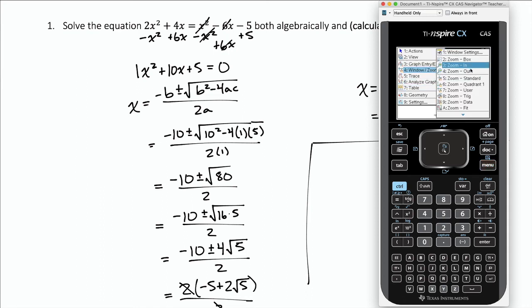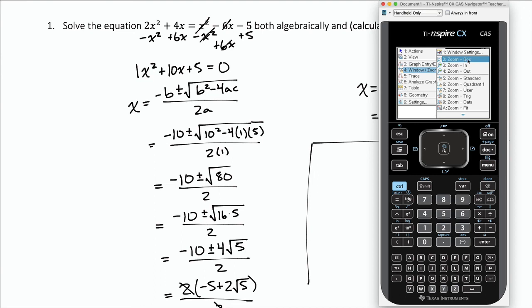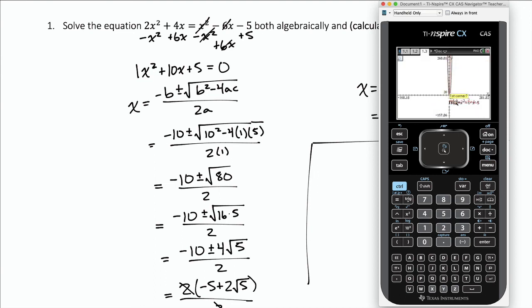Window, Zoom, Zoom Out. I want to zoom out till I see them cross again. And it looks like it's kind of hard. It's like there, right? I'm going to zoom out again, and then I'm going to create a zoom box. So Menu, Window/Zoom, and then Zoom Box. And then we just draw a box around where I think I might be able to find it. Okay, I see there's the thing. I'm going to create another box, a little bit closer to those intersection points. All right, now I'm seeing one right there and one right there.